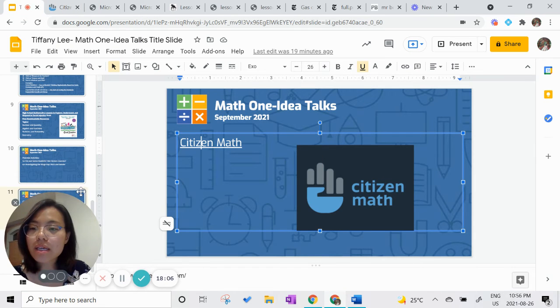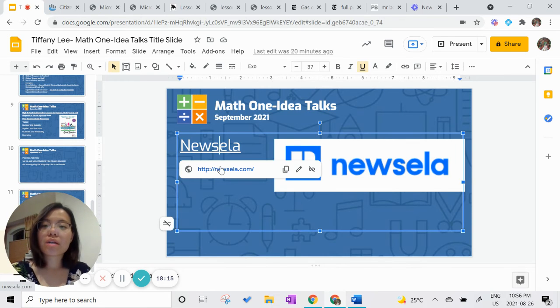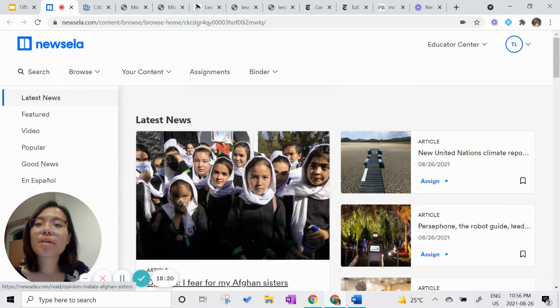And lastly, Newsela. Sorry, let me just get to that next slide. Newsela, so if you're looking for news articles to help you understand what's going on in the world, and to also help your students understand what's going on in the world, and a reliable source, then definitely check out newsela.com.